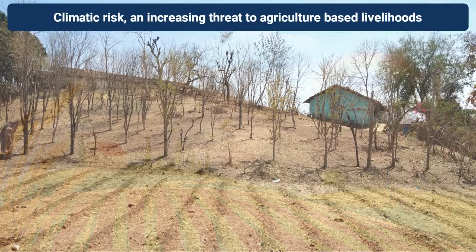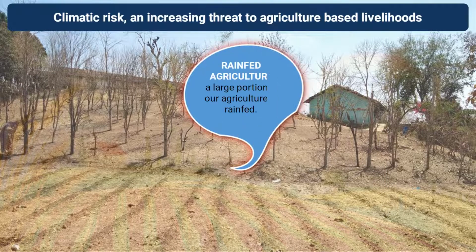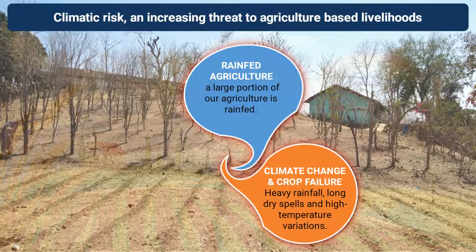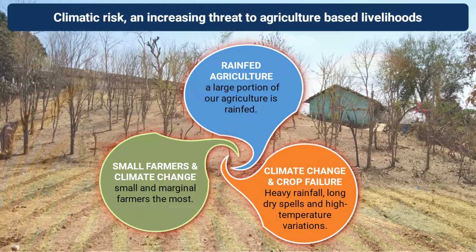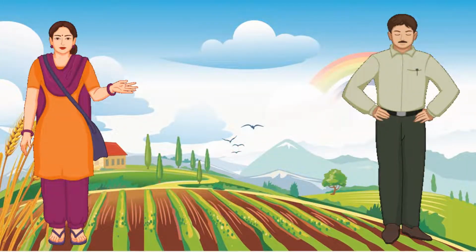Vinod, as we know, a large portion of our agriculture is rain fed. Heavy rainfall, long dry spells, and high temperature variations due to the changing climate scenarios have become common events, which often lead to crop failure. And these climate related changes affect the small and marginal farmers the most. Let us better understand the situation of smallholder farmers in India through this video.